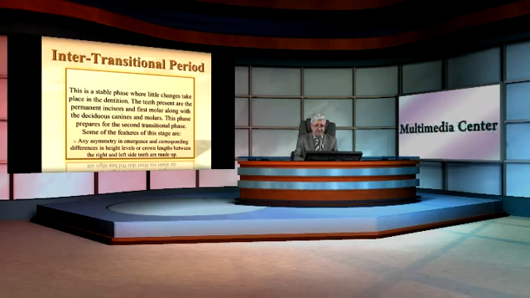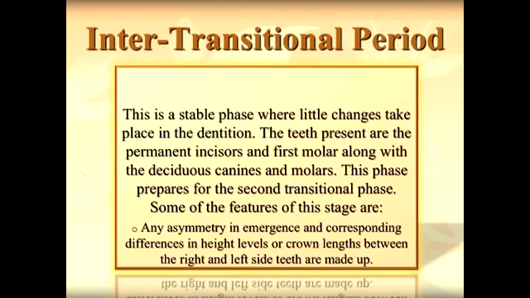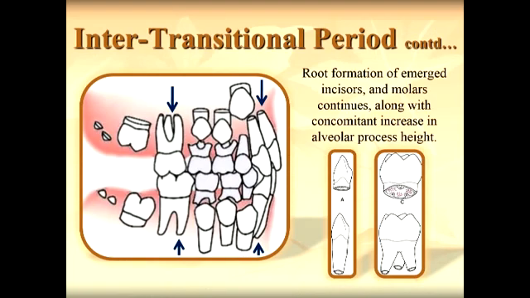This is a stable phase where few changes take place in the dentition. The teeth present are the permanent incisors and the first molars along with the deciduous canines and molars. This phase prepares for the second transitional phase. Some of the features of this stage are that any asymmetry in the emergence and corresponding differences in the height level of the crown length between the right and the left side teeth are made up.